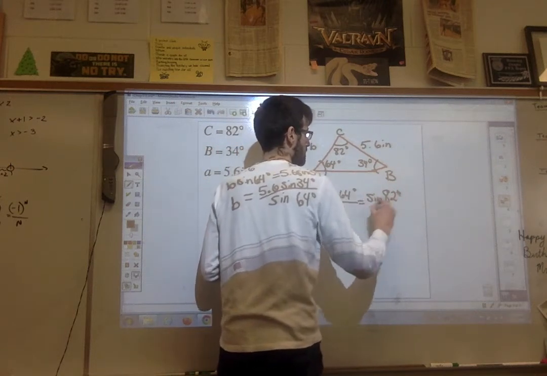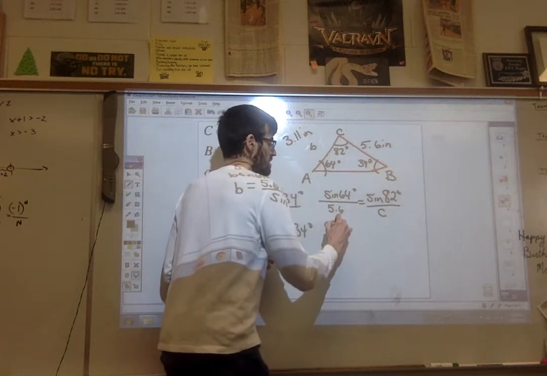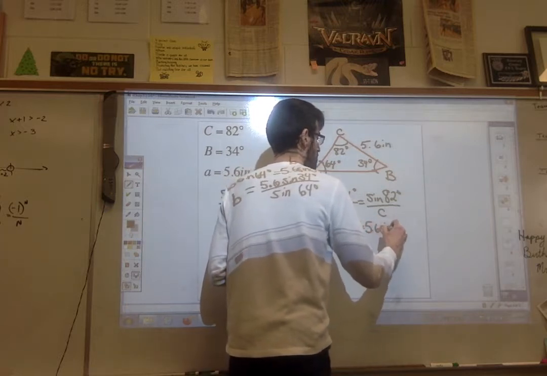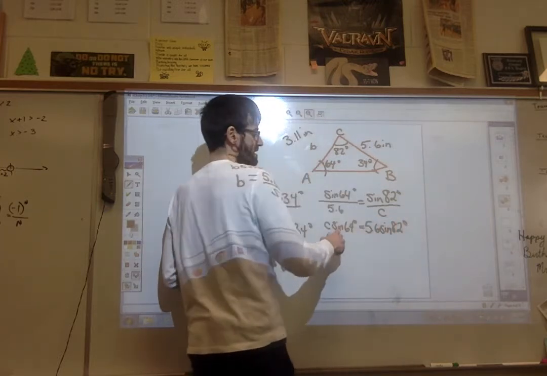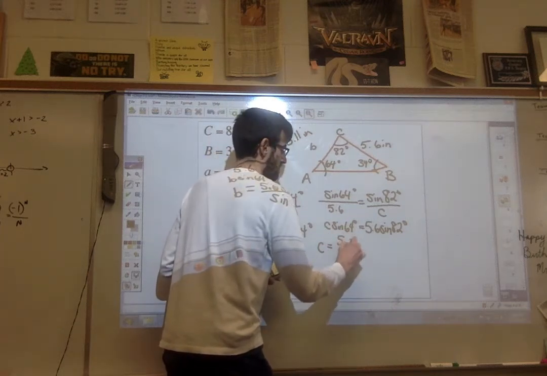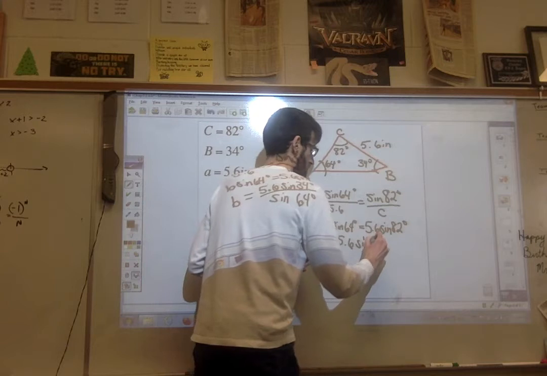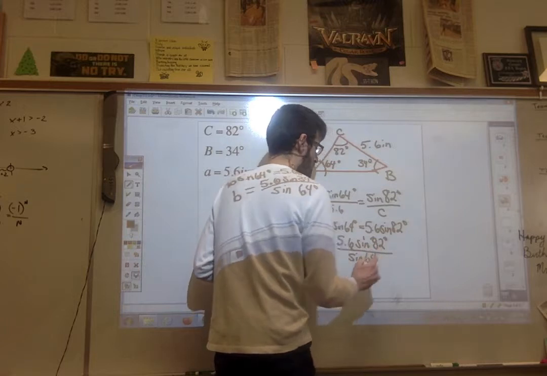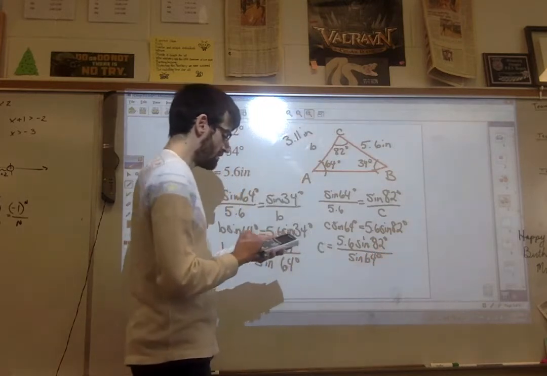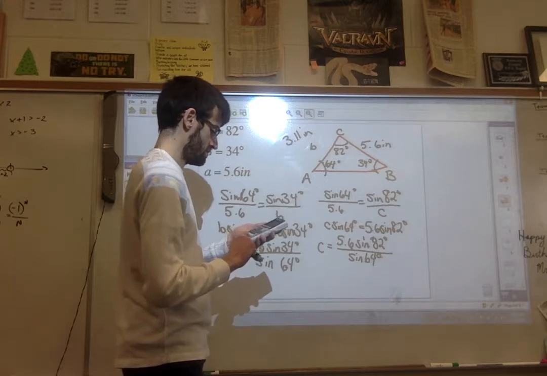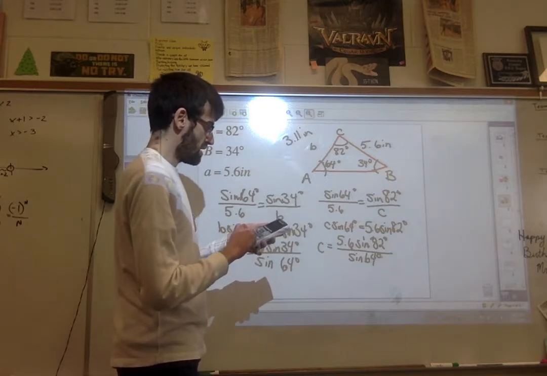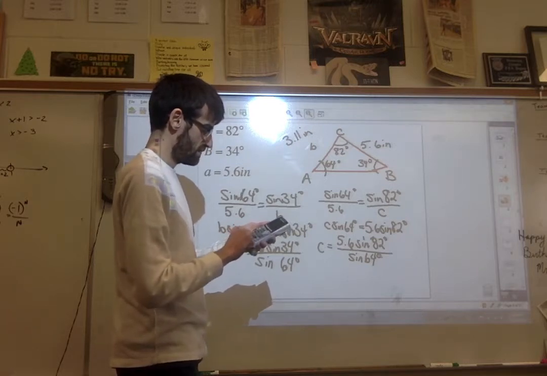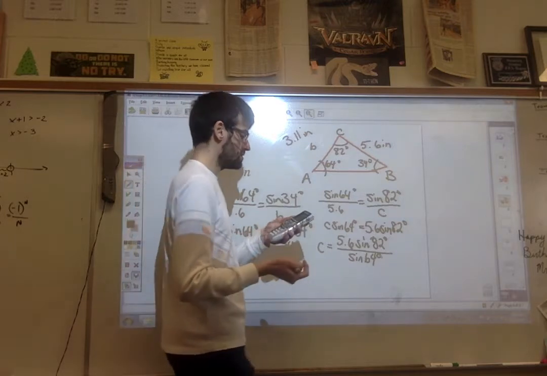over little c. Cross multiply, c sine of 64 equals 5.6 sine of 82. I'm going to divide by the sine of 64. So when I take 5.6 sine of 82 over the sine of 64, it's going to give me 6.17 inches.